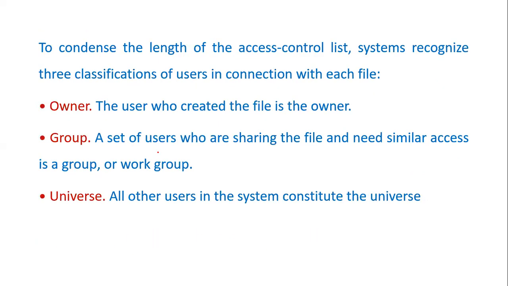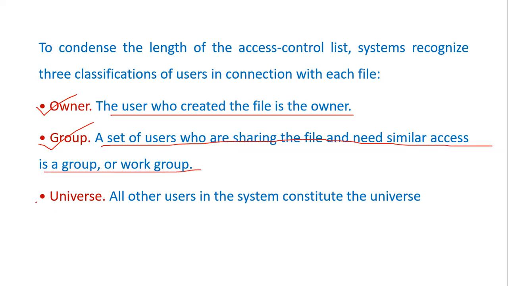To condense the length of the access control list, systems recognize three classifications of users in connection with each file. The first is owner. The owner is the user who created the file. The next is group. A group is a set of users who are sharing the file and need similar access, as a work group. The third is universe. All users in the system constitute the universe.